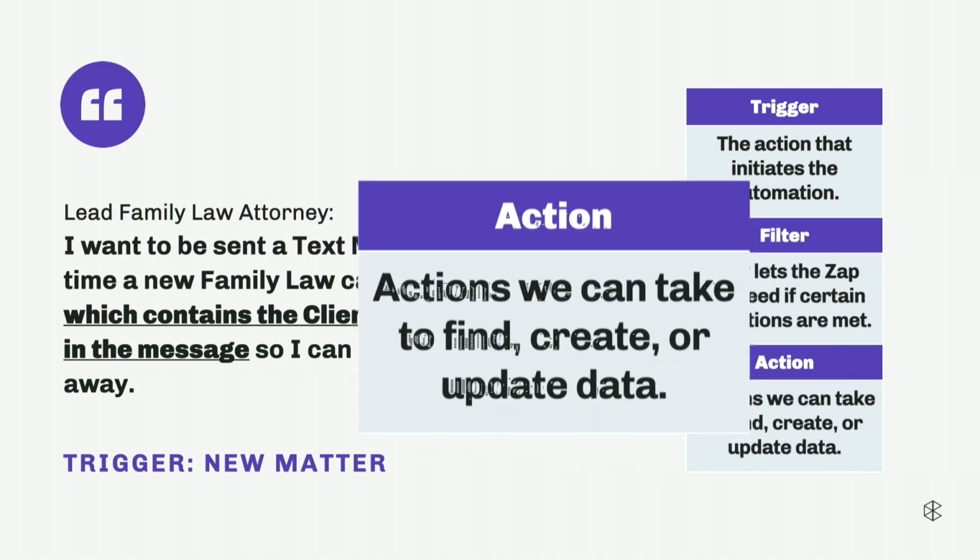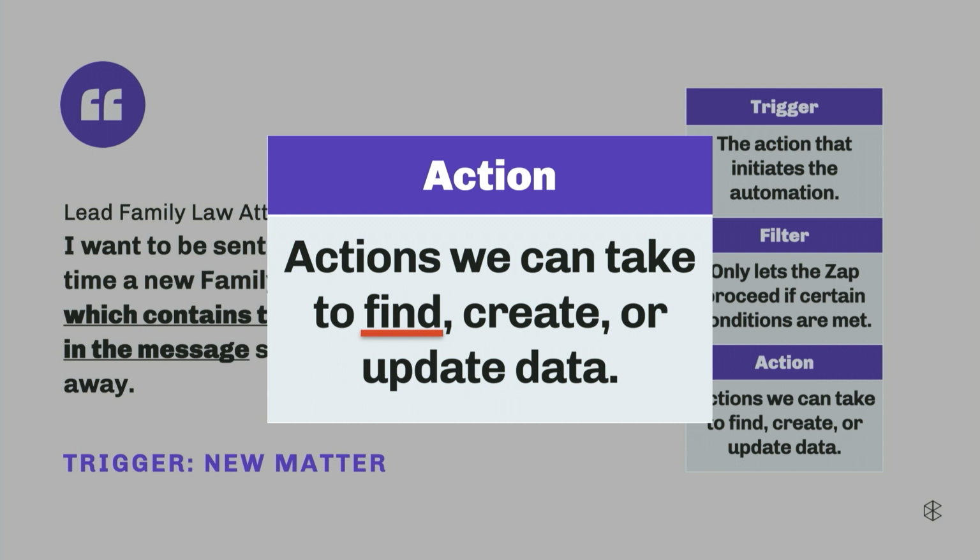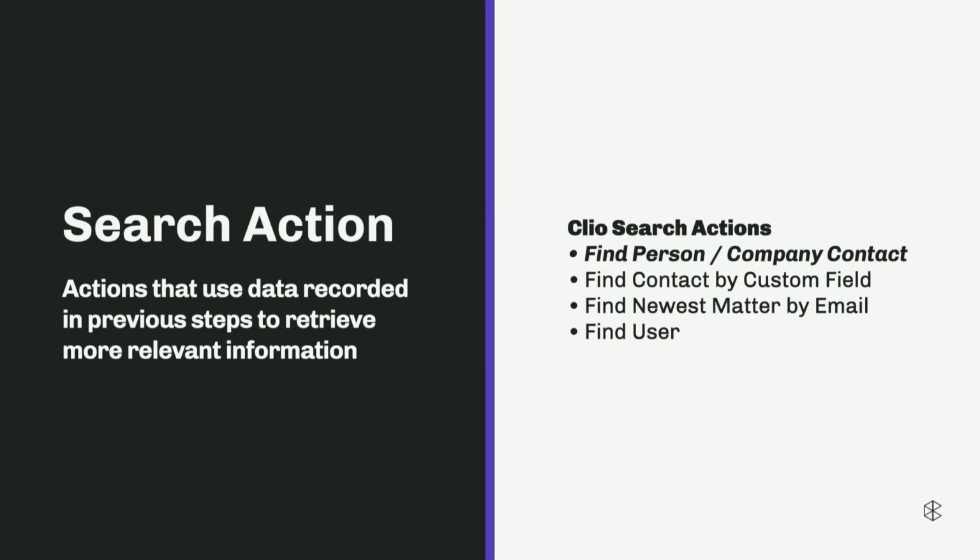So what you can actually do is that you can have more than one action per Zap. Actions not only allow you to create and update data, but find more data based on what you already have in the app that you're using. This is called a search action. It's a specific type of action that allows you to query an application, and if there's a match, it will retrieve all the relevant data points. And for Clio specifically, we have a find person contact action, which we can use to grab the phone number by using the data provided in the previous new matter trigger step.